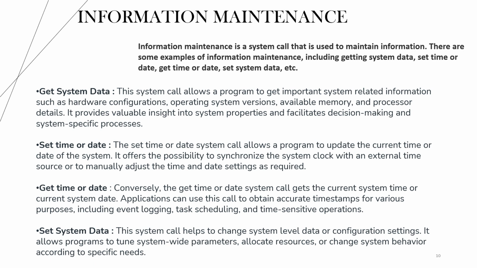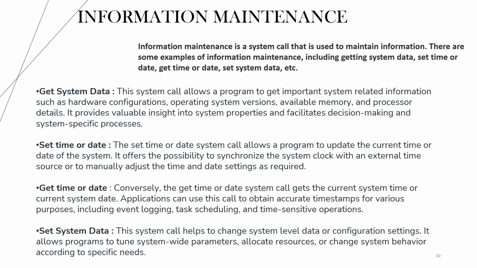Let us discuss about information maintenance system call. Information maintenance is a system call that is used to maintain information. There are some examples of information maintenance like get system data, set time or date, get time or date, set system data. Now, get system data, this system call allows a program to get important system related information such as hardware configurations, system versions, available memory, and processor details. It provides valuable insight into system properties and facilitates decision making and system specific processes.